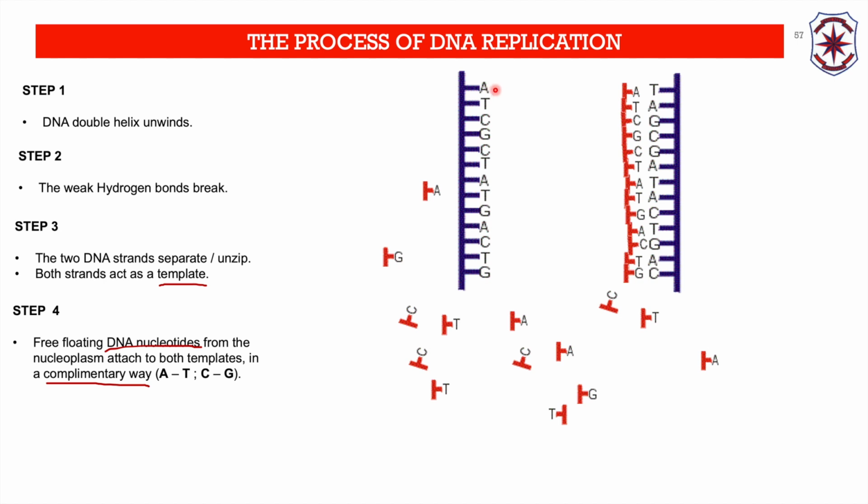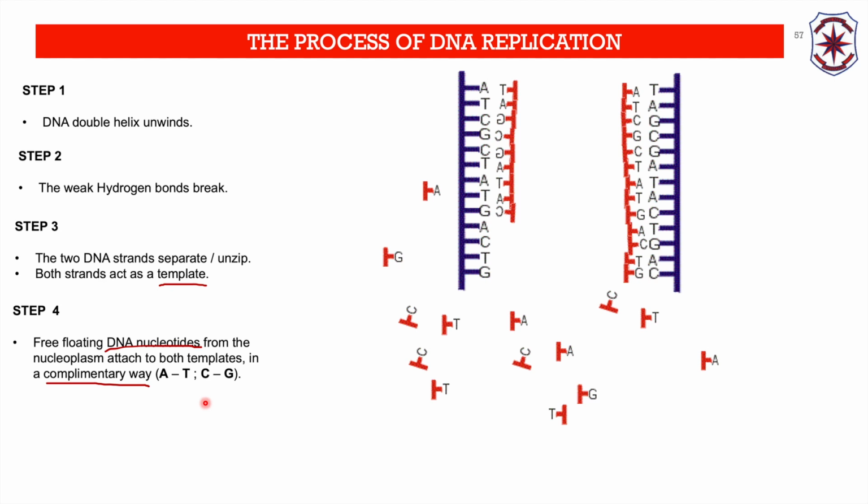Now, we have an A in this template. Which nucleotide carrying which nitrogenous base must flow and attach itself there? It must be a DNA nucleotide that contains the nitrogenous base, what? Thymine. The next one will contain adenine. Following one, guanine. The next one, cytosine. Following one, guanine. Following one, adenine. Next one, thymine. So they are attaching themselves in a complementary way.